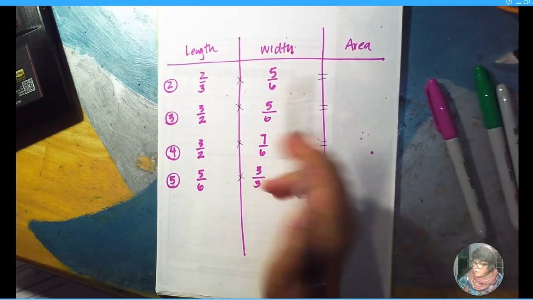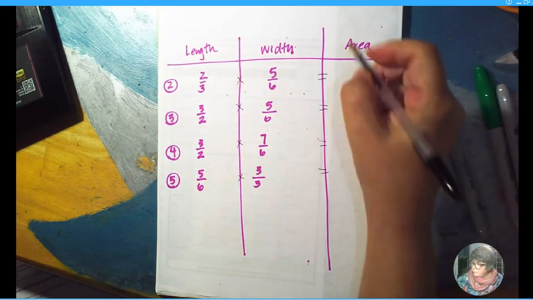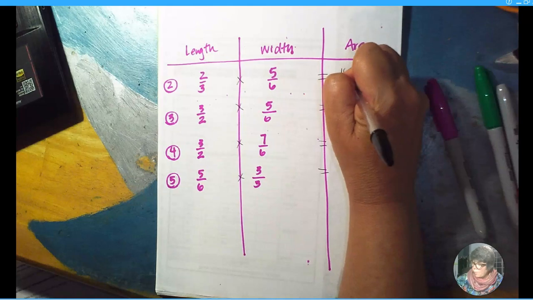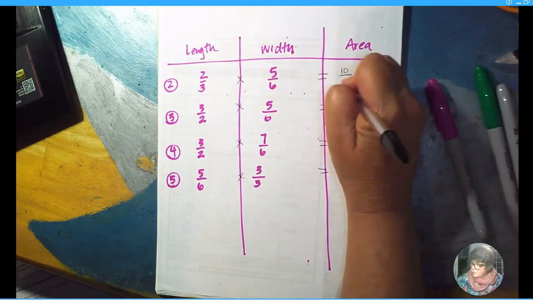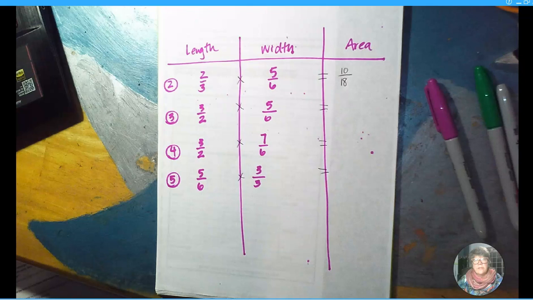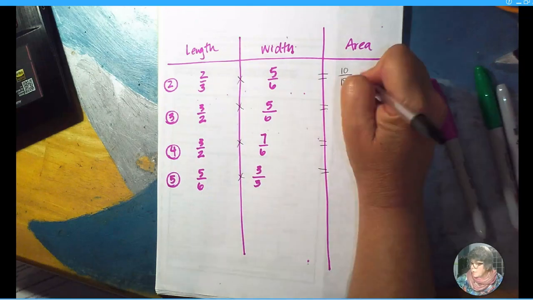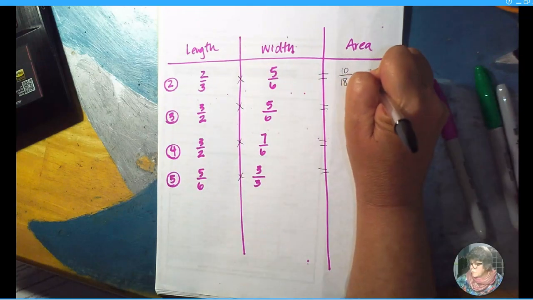Remember, when we multiply fractions, we're multiplying the numerators and the denominators straight across, just like that. And remember that your answers are in units squared.